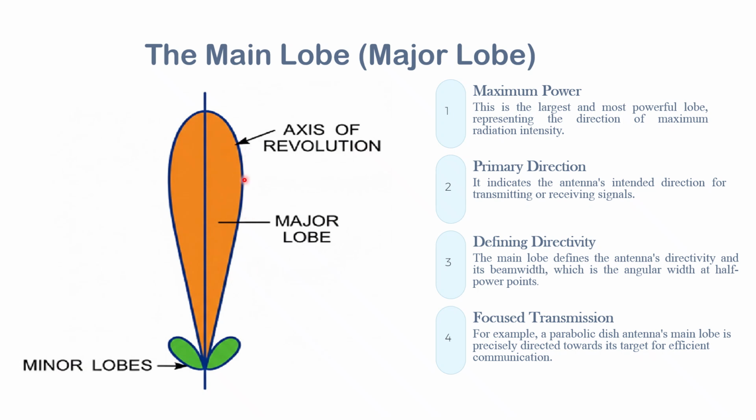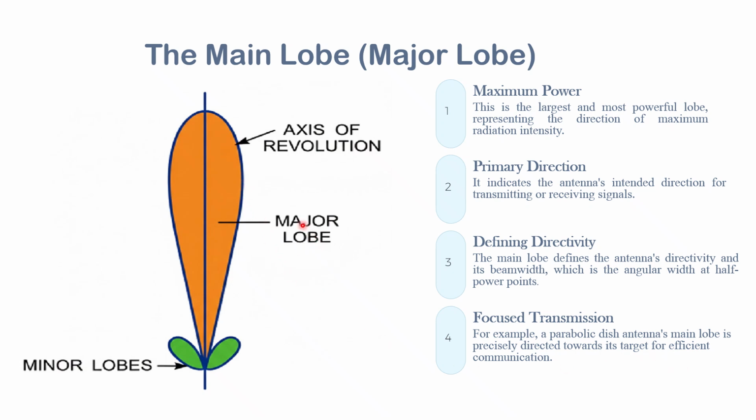So from this direction, you can identify the directivity and the beam width, which is the angular width at the half power. You can find where you have the angular half power beam width or a first null like that. You can check that also. So this is the focused transmission. The parabolic dish antenna main lobe is precisely directed towards its target for efficient communications.